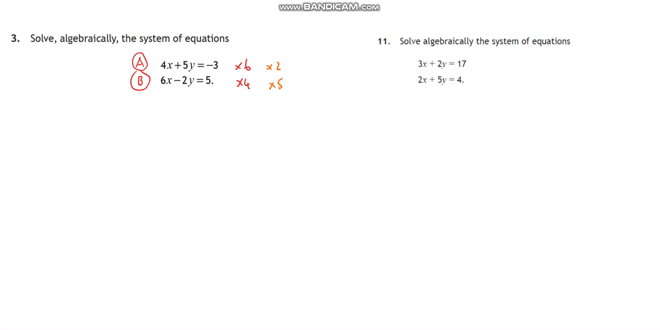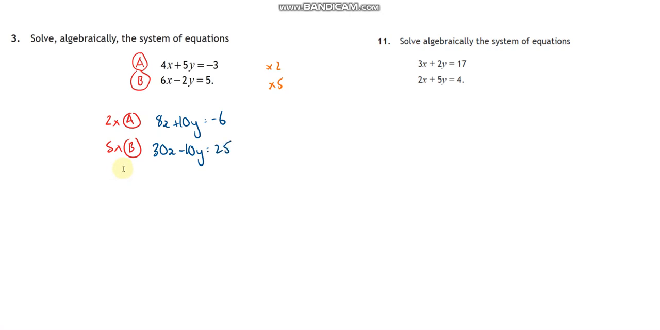So I think I'll go with the easy one. I'll go with the y's just because the numbers are smaller. Over here, I'm going to write 2 times A, and I'm going to write 5 times B. My new equation up here is going to be 8x plus 10y is equal to negative 6. So see, I've taken every term and timesed them all by 2, so now I've got 10y. I'll do the same again with B, this time timesing it by 5. So 6 times 5 gives me 30x, take away 10y is equal to 25.